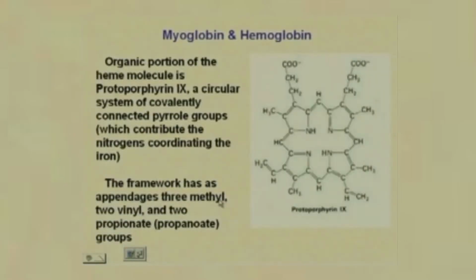Now, what is this protoporphyrin 9? This is basically the structure of protoporphyrin 9, where we have a circular system. In this circular system, if you recognize these rings, these are actually pyrrole rings. The pyrrole rings are connected. You can see this network formed by the connection of the pyrrole rings, which contribute the nitrogens here that coordinate the iron in the heme.